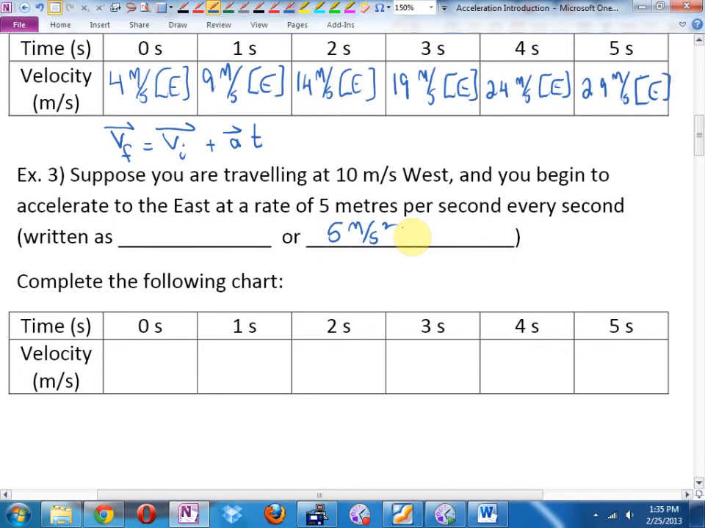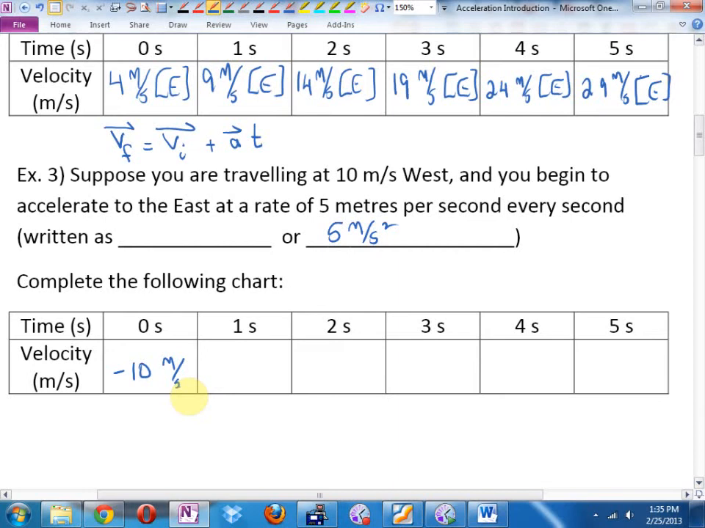Okay, so we're going to now drop the east and west, and we're going to think about it in terms of negative and positive, because that's going to make the math a little easier. So how would I describe that? All right. So I'm traveling west, but which way am I accelerating? East. So after 1 second, who can see what my velocity is going to be?